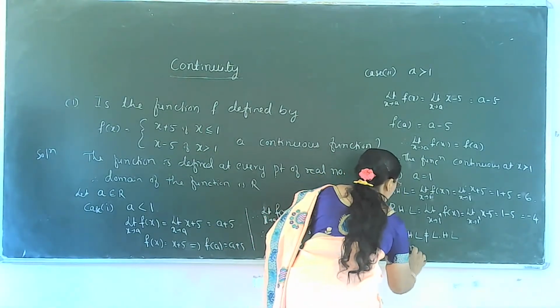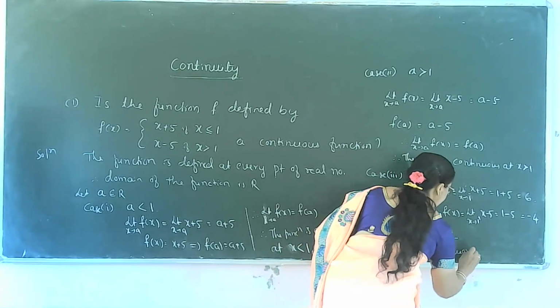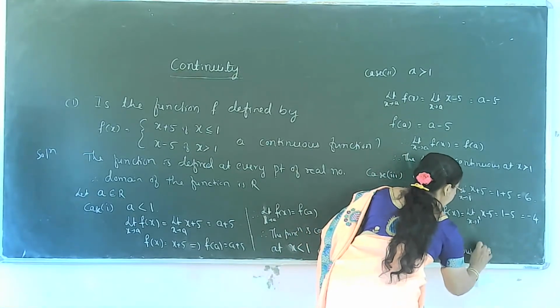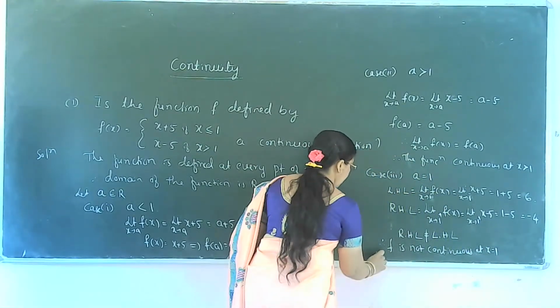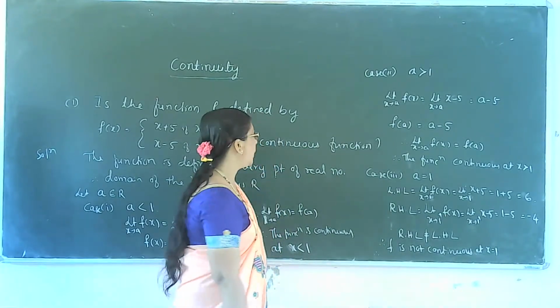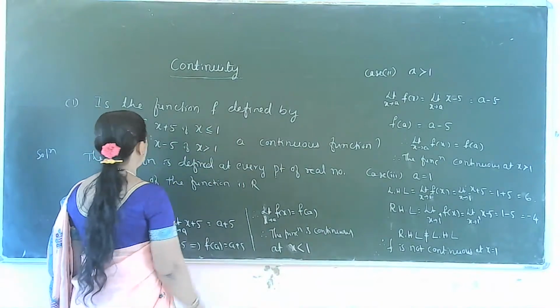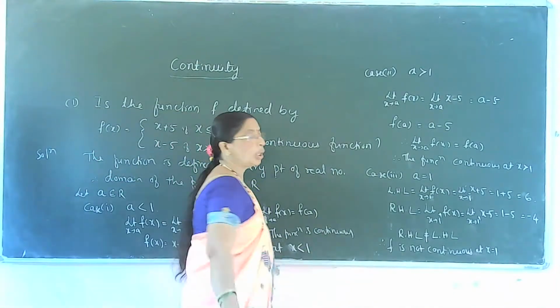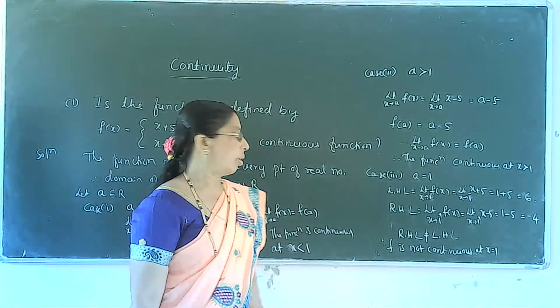Therefore, f is not continuous at x equal to 1. Therefore, the point of discontinuity is x equal to 1. Is the function we have defined a continuous function? No, it is not a continuous function.